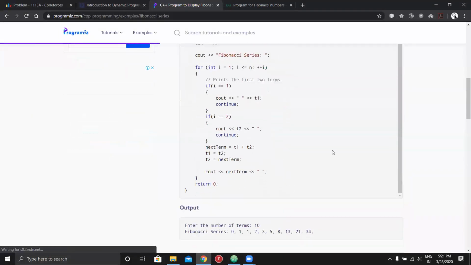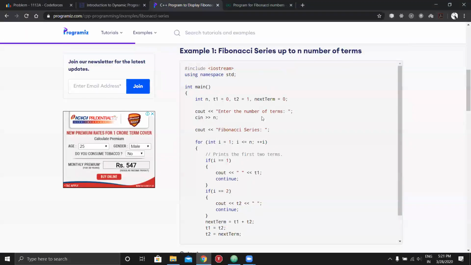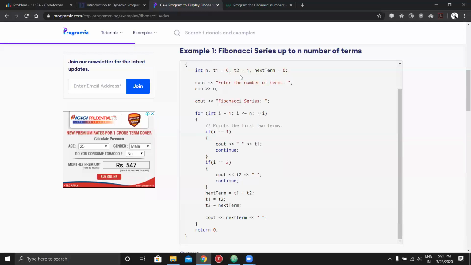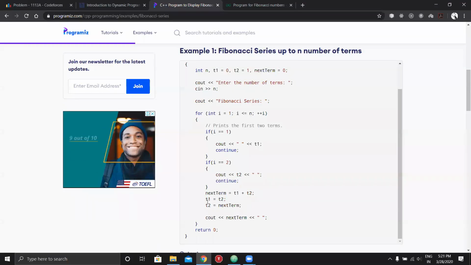Now, this is the program to print the Fibonacci sequence. What this does is, firstly, you take in the number of terms, then you output the Fibonacci sequence. First, you initialize the variables, t1 is equal to 0 and t2 is equal to 1, okay? And you first print the first two terms, if i is equal to 1 and if i is equal to 2. And from the next term, you print the sum of the previous t1 and previous t2, you add them up as the next term, and then you print it. And after that, you update t1 and t2.